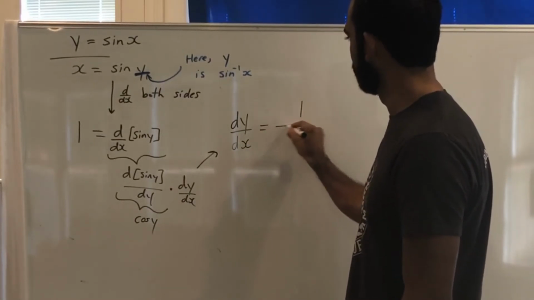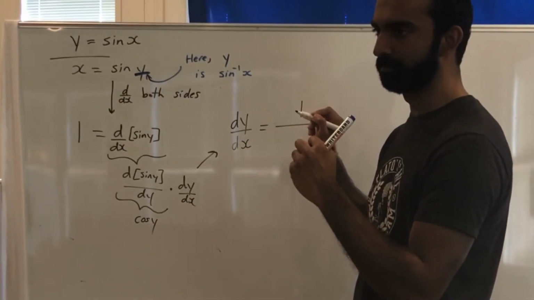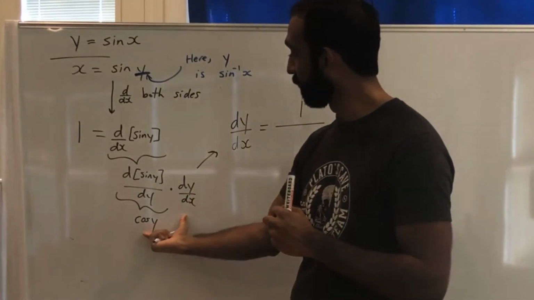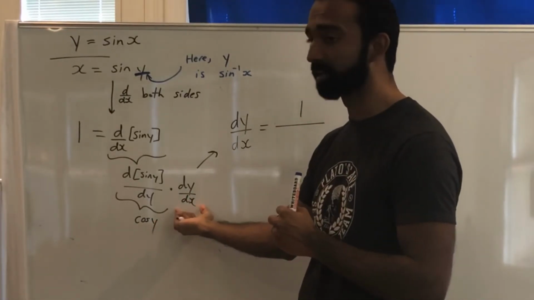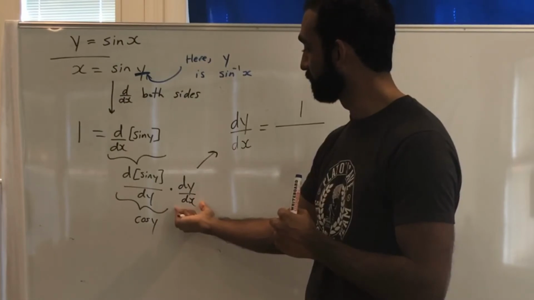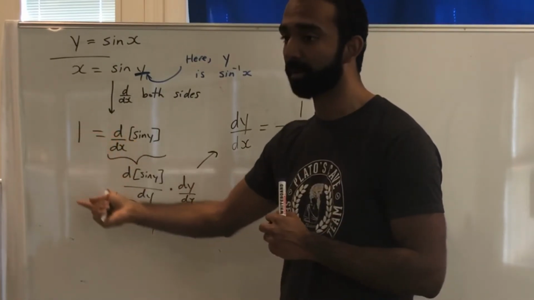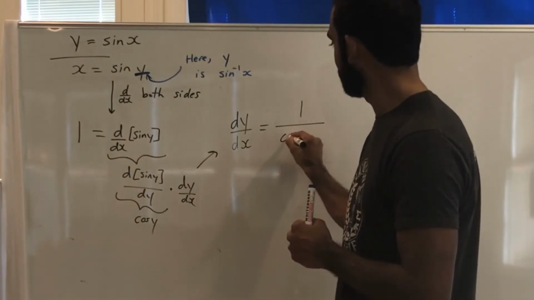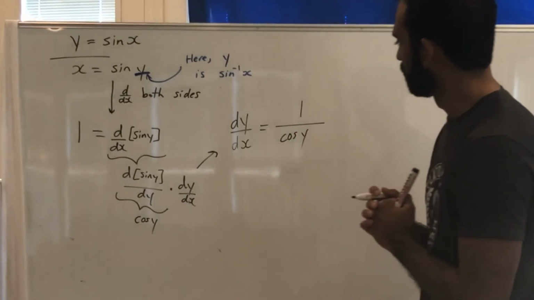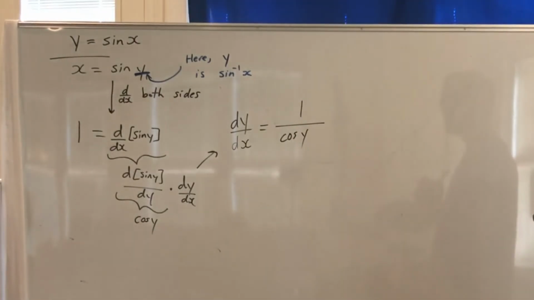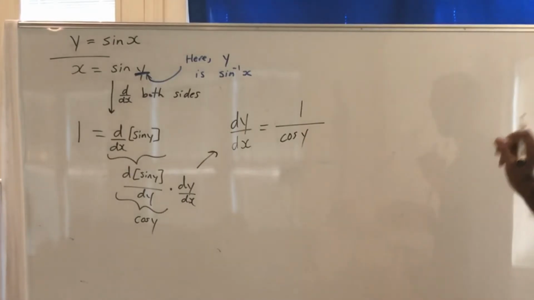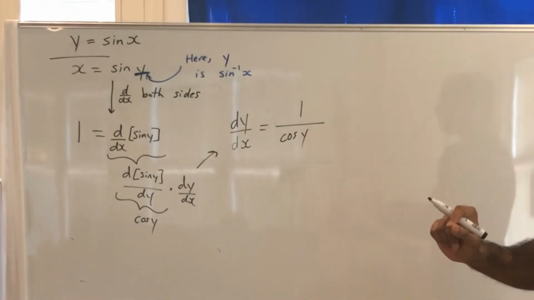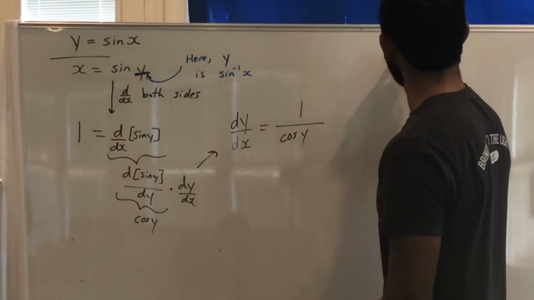is going to be 1 over. On the right side, I have cosine times dy/dx. So dy/dx by itself is 1 divided by that. 1 over cosine y. But now I can simplify this even further into something very nice and unexpected by noting the following.